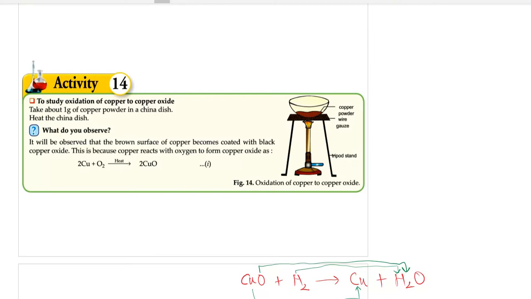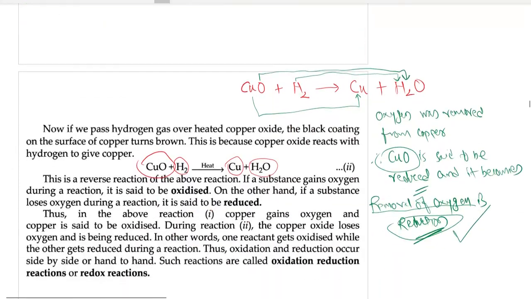Why does it change into black color? Because copper combined with oxygen. Oxidation of copper happened and we got copper oxide, which is black in color. Always remember, copper oxide is black in color, copper is reddish brown in color. So this is a classic example of oxidation of copper because oxygen was added to copper.